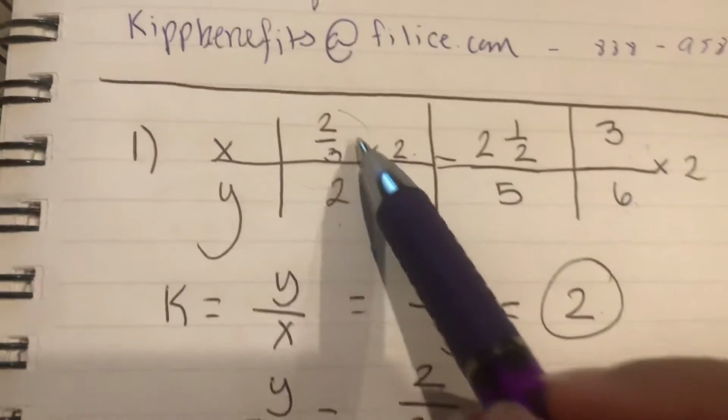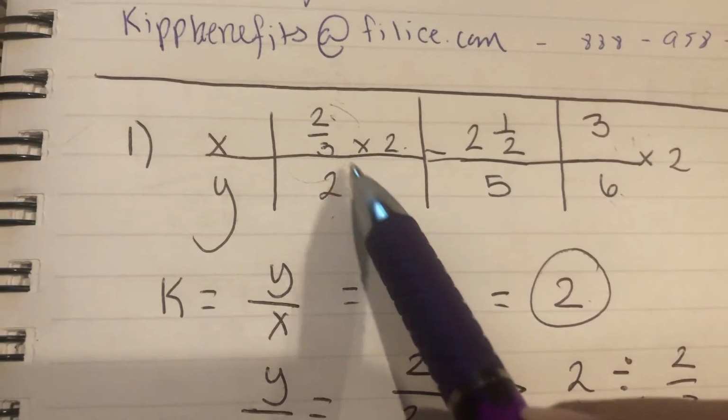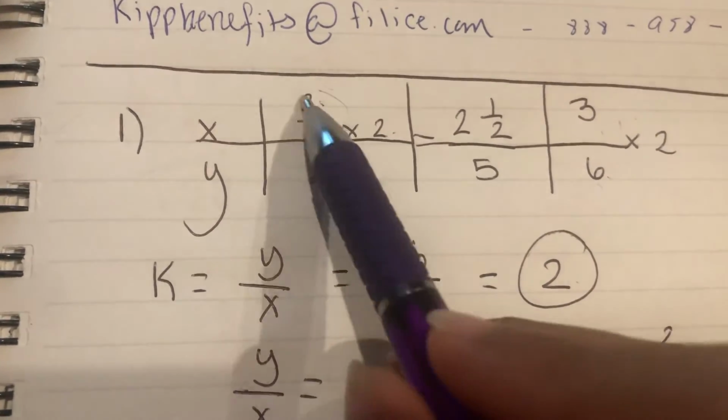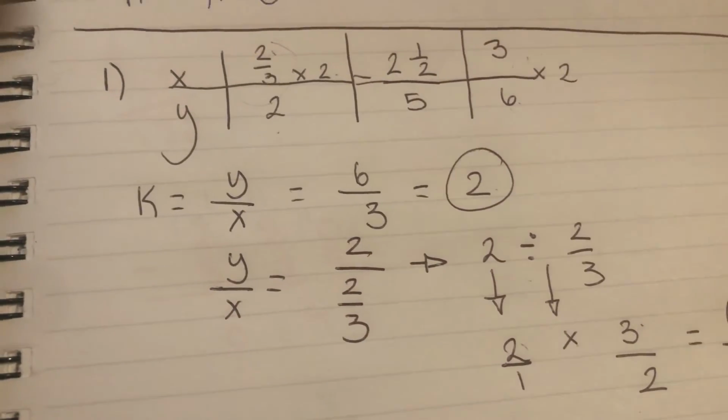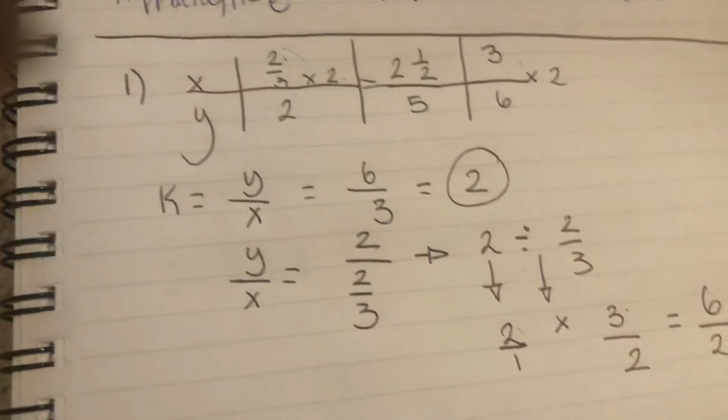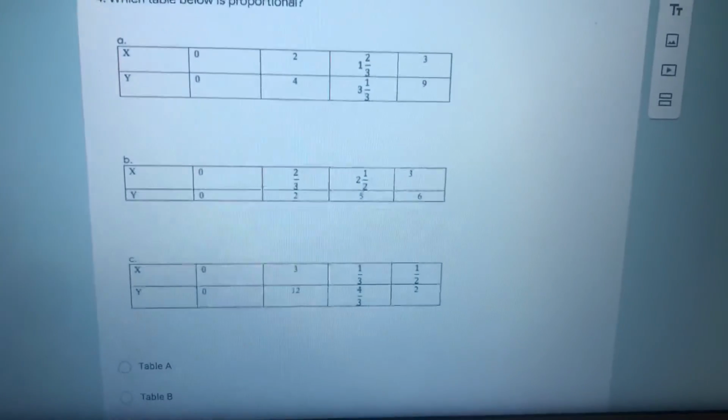Or you could have just done 2/3 times 2, and that actually gives me 4/3, not 2, which means that obviously this table is not proportional. So it's easy to just go one by one and try them out first.